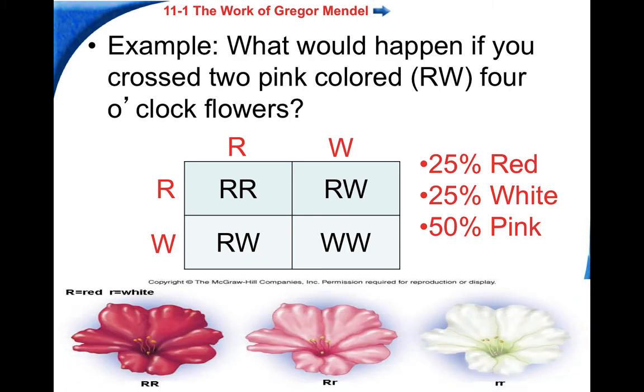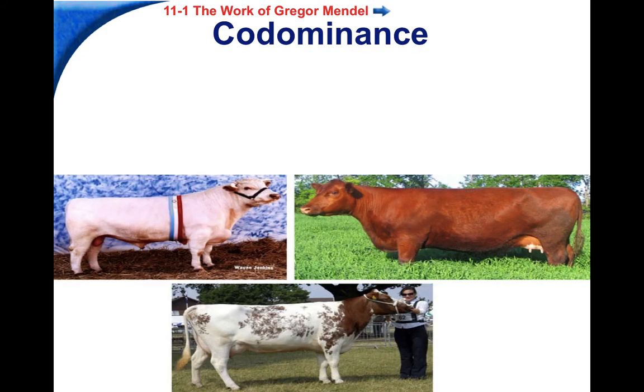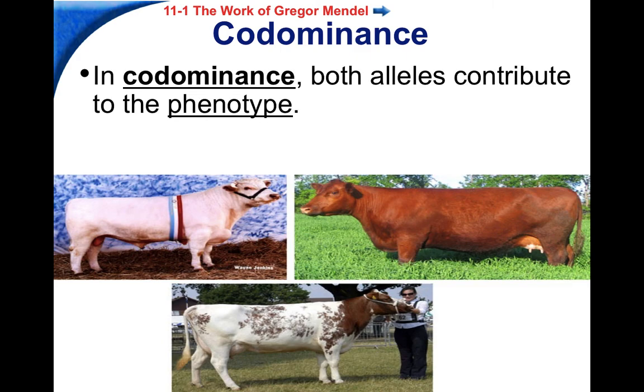Okay, so now let's take a look at a different example called codominance. Now, the difference between these ones is co means both. Codominance is where both alleles contribute to the phenotype of the organism. So if you look below, you see a white cow, a brown cow, and then at the bottom you see a cow that's kind of white and brown. It has splotches. It shows both colors.